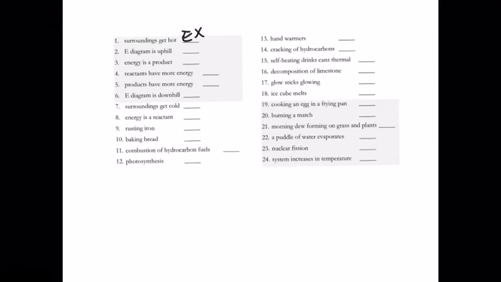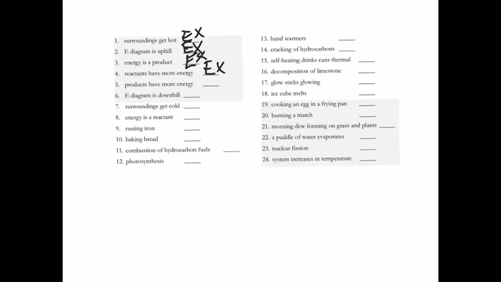If the energy diagram, what I just drew, is going downhill, then it's going to be exothermic as well, because you're going from high energy to low energy. If energy is a product, guess what? We got EX, right? It's a product. It is exothermic. If the reactants end up having more energy, again, bam, we got exothermic.